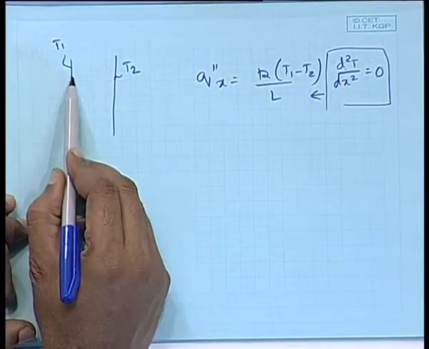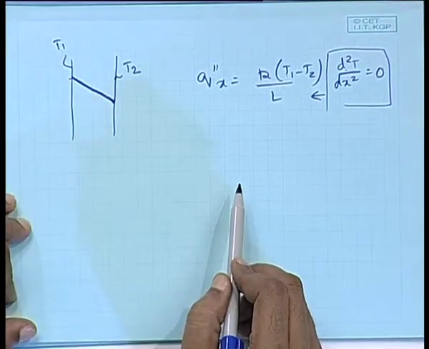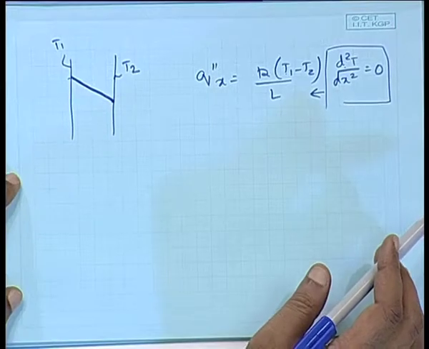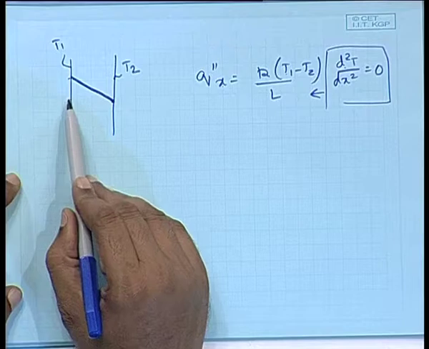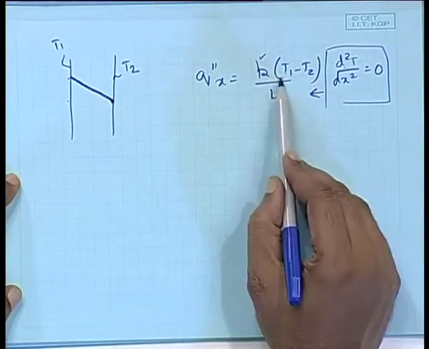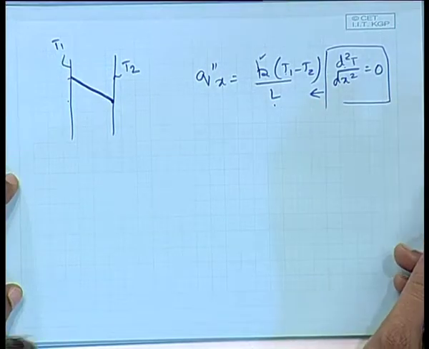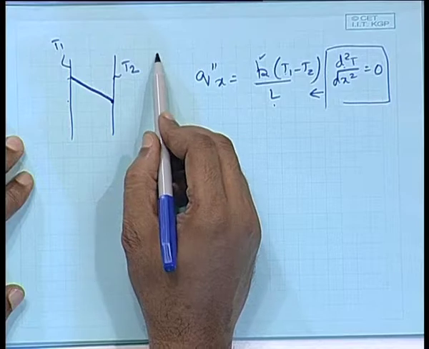T1 minus T2 by L, and since d2T/dx squared is 0, it also tells us that the profile is going to be a straight line, and the amount of heat that travels from one side to another side is simply going to depend on its thermal conductivity, the temperature gradient, and so on. This is straightforward, you have seen it before many times.